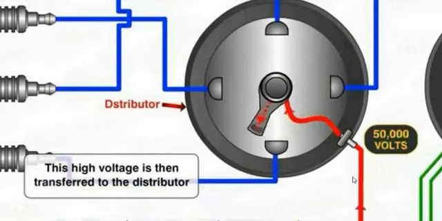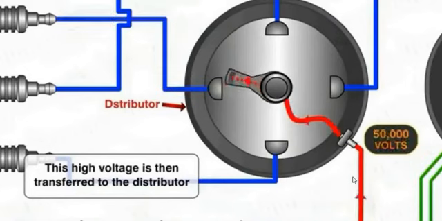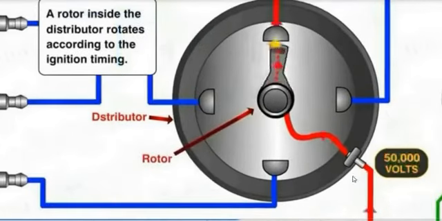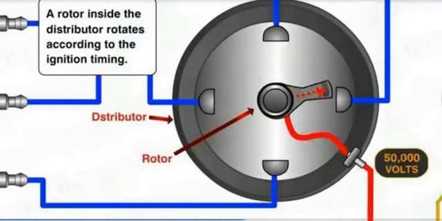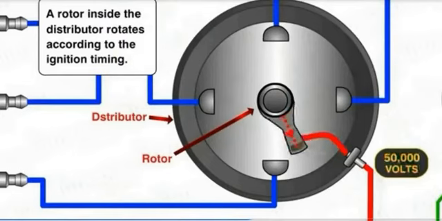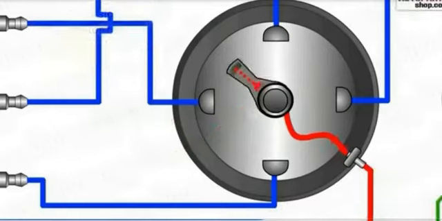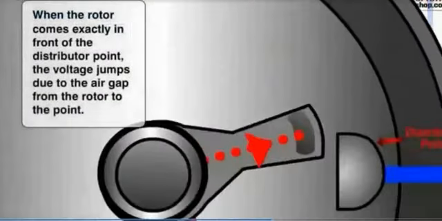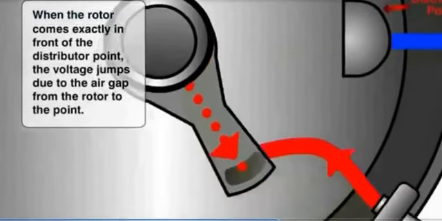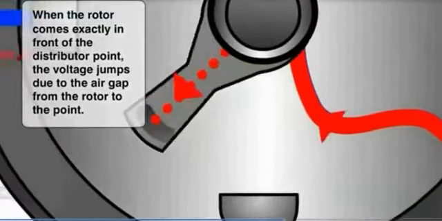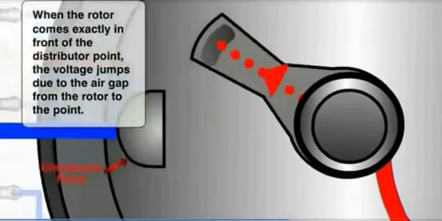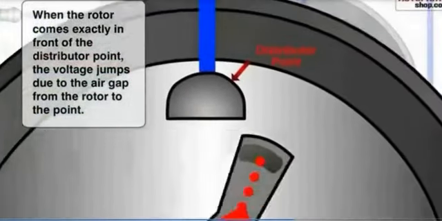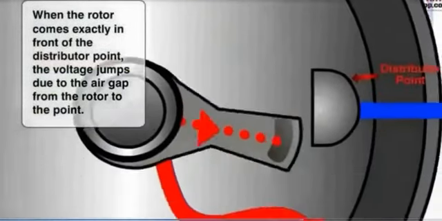The rotor inside the distributor rotates according to the ignition timing. When the rotor comes in contact with the distributor point exactly, the voltage jumps from the rotor to the distributor point. In this way, the high voltage is transferred to the spark plug through the high tension cable, which is visible on your screen.